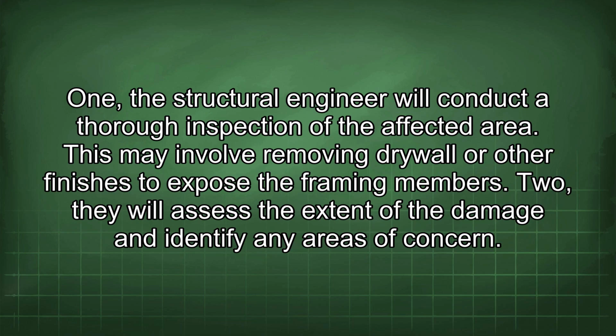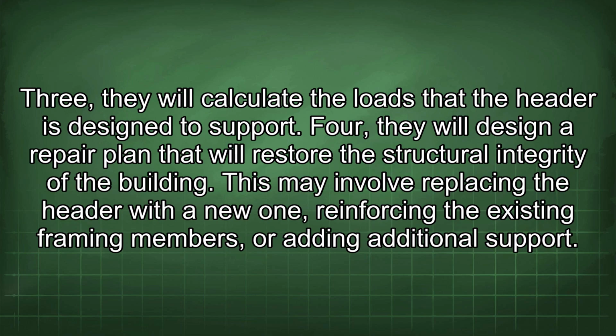1. The structural engineer will conduct a thorough inspection of the affected area. This may involve removing drywall or other finishes to expose the framing members. 2. They will assess the extent of the damage and identify any areas of concern. 3. They will calculate the loads that the header is designed to support. 4. They will design a repair plan that will restore the structural integrity of the building. This may involve replacing the header with a new one, reinforcing the existing framing members, or adding additional support.